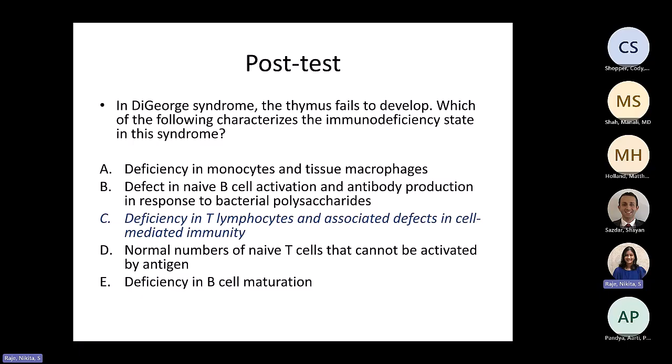So there's a deficiency of T lymphocytes because the thymus is not well formed. There are midline structures that are defective in this disorder, but the immune system is affected because of the low T lymphocytes. All right. Questions?